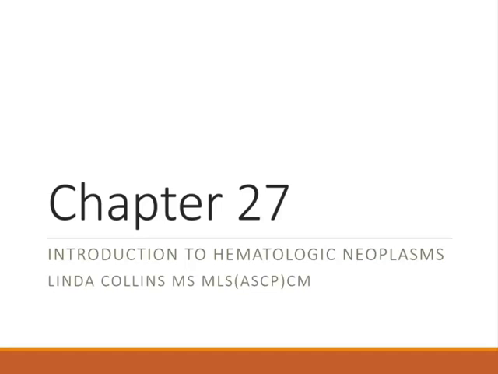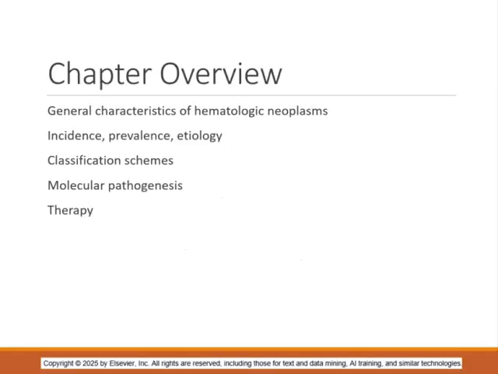Chapter 27, Introduction to Hematologic Disorders. So we'll go over just the basics of all the different hematologic neoplasms that we'll be covering, how often they occur, who it occurs in, why it happens, and how we can diagnose them. Also, how we classify them according to FAB or WHO, what the molecular findings are, and the possible therapies for each.